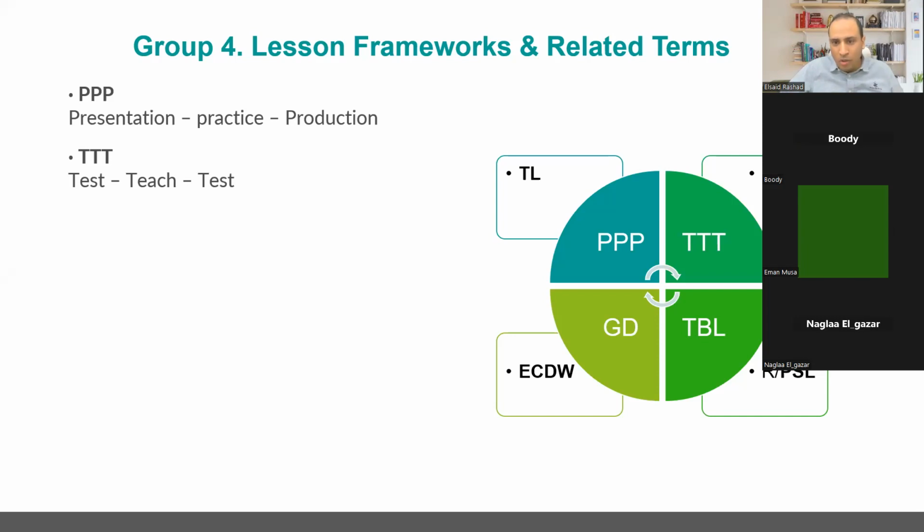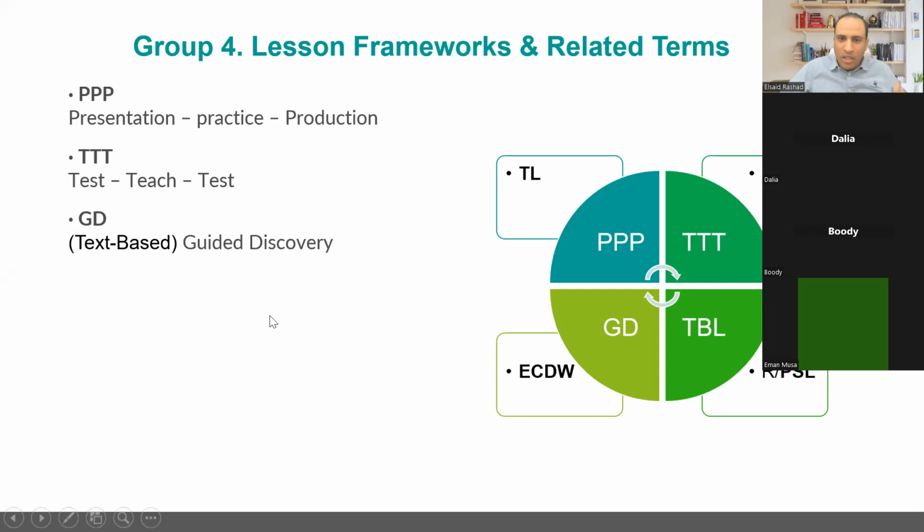The best one to do is this one, guided discovery. Usually there will be a listening or reading text, and students are going to discover the rule, the meaning, the form by themselves. So this is text-based guided discovery. That's the best one ever that you can do, though it's a bit challenging, I believe.